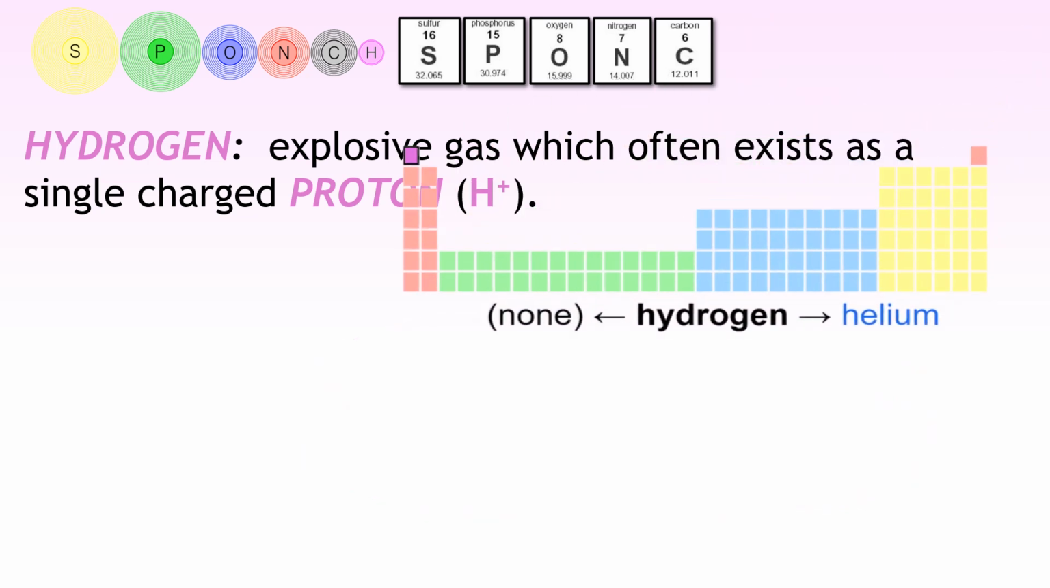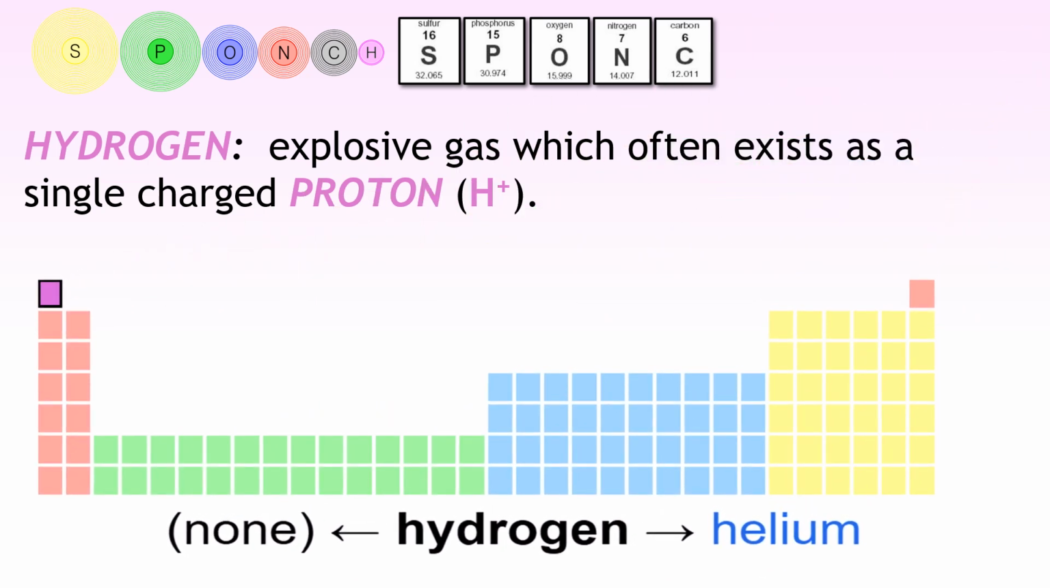Hydrogen is the simplest element, so you won't be surprised to know that its atomic number is 1.